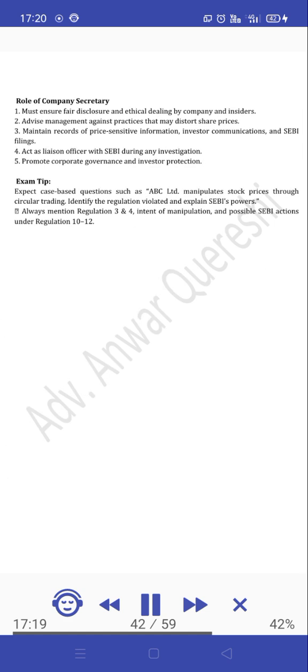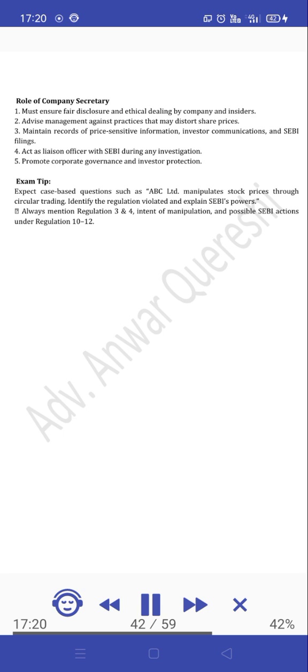Role of Company Secretary. 1. Must ensure fair disclosure and ethical dealing by company and insiders. 2. Advise management against practices that may distort share prices. 3. Maintain records of price-sensitive information, investor communications, and SEBI filings. 4. Act as liaison officer with SEBI during any investigation. 5. Promote corporate governance and investor protection.